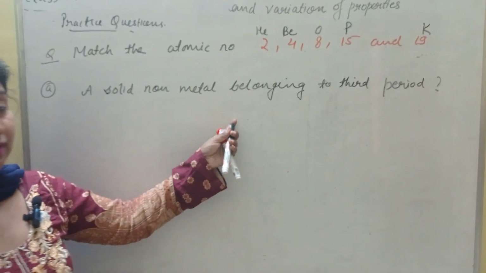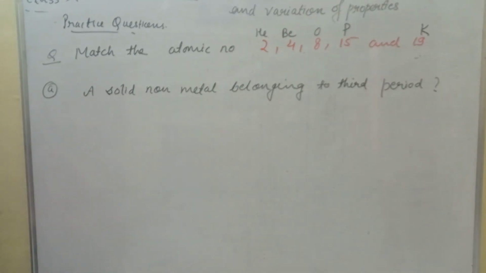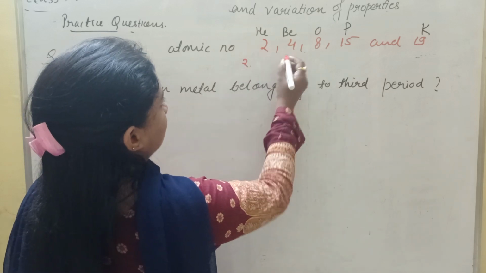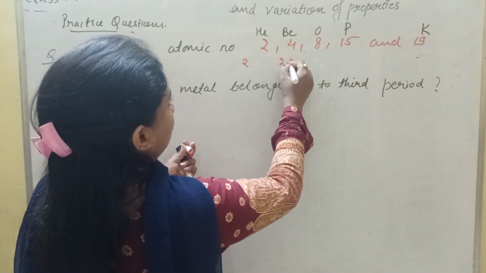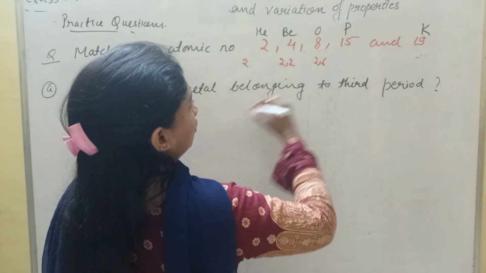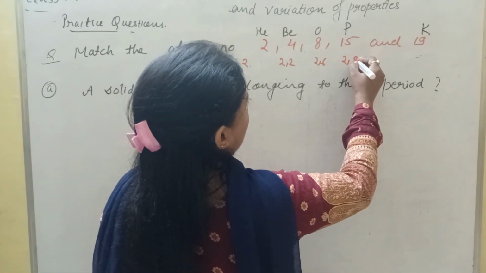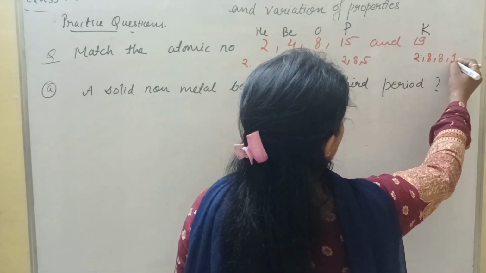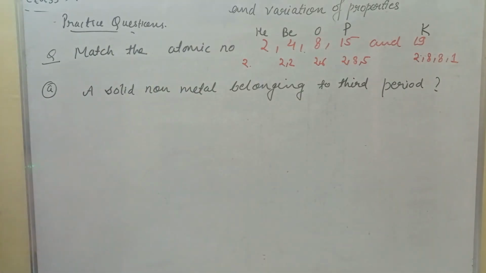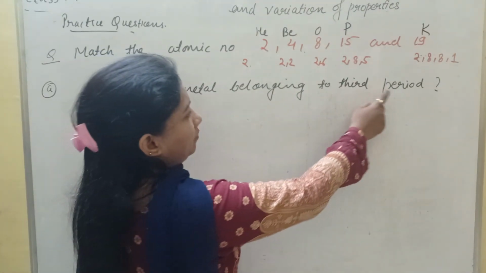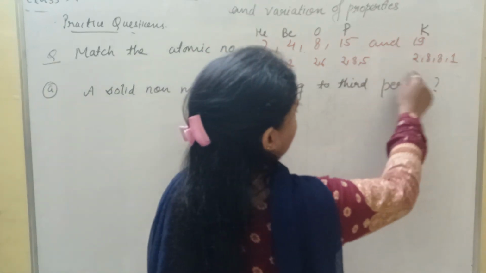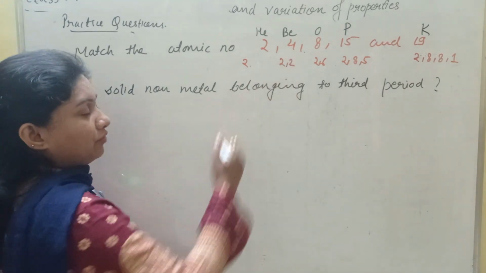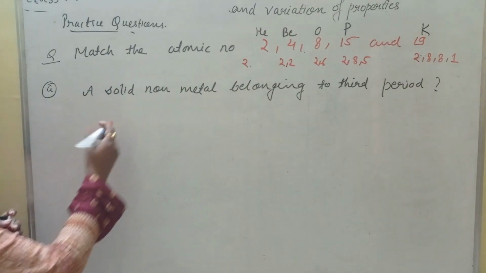So you have to tell a solid non-metal belonging to the third period. Now how will we find out the period number? By doing the electronic configuration. The electronic configuration is 2 for helium, 2 2 for beryllium, 2 6 for oxygen, 2 8 5 for phosphorus, and 2 8 8 1 for potassium. Who will belong to the third period? The one which has 3 shells. So it is obviously phosphorus. The answer is phosphorus.